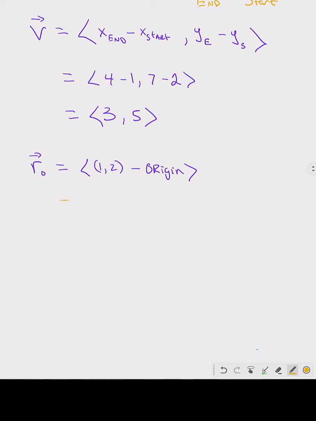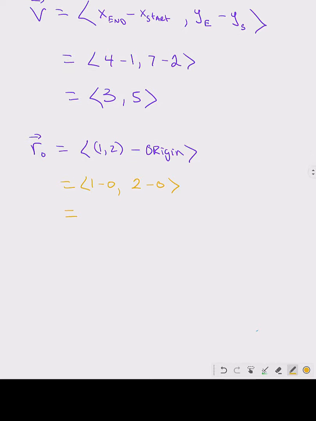So if I wrote this out, well, it's end minus start, right? So I do 1 minus 0, comma, 2 minus 0. Now, folks, you never, ever write this again, right? You just look at where you want to start and you write down the point in vector notation, right?